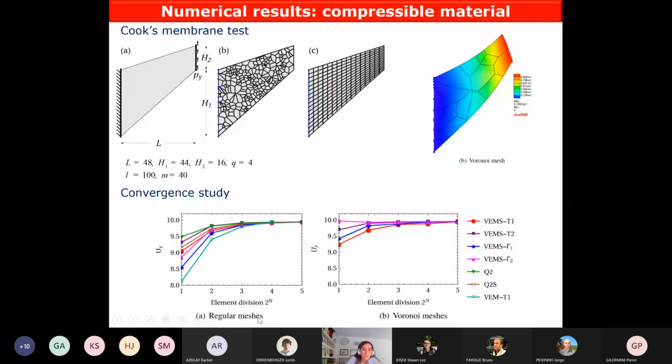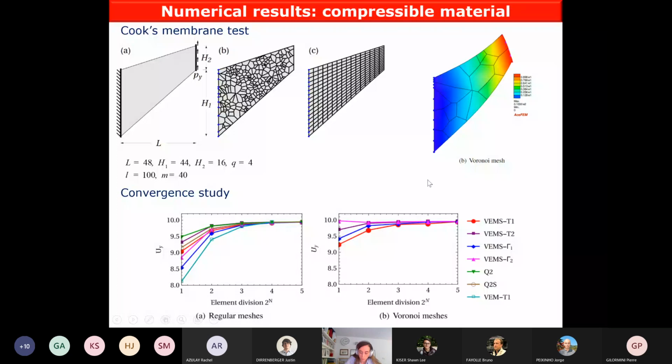As you can see, for the regular meshes, the best performances between our elements are provided by the VMS-T2, so the one with T2 embedded triangles, and the performance is better than the corresponding Q2S element, so the corresponding serendipity finite element, and a little worse, but just for the coarsest mesh, than the Q2 element. Anyway, in all cases, a very fast convergence is obtained.